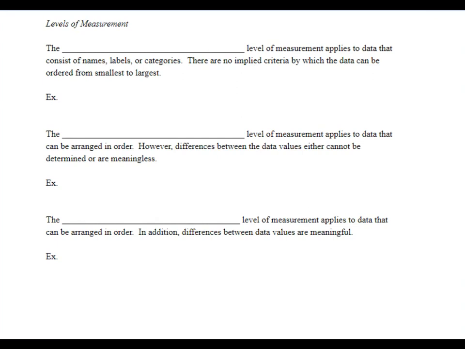So that being said, I'm going to go on to page 4. When we take measurements, there are different levels or types of measurements. The first one I'm going to bring up is called nominal. A nominal level of measurement applies to data that consists of names, labels, or categories. There are no implied criteria by which the data can be ordered from smallest to largest.